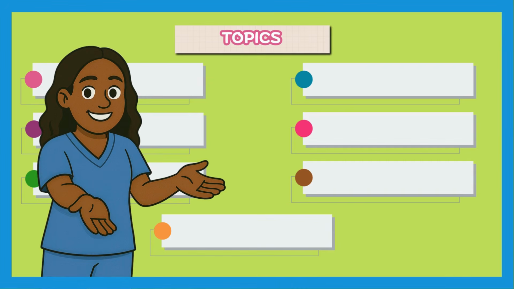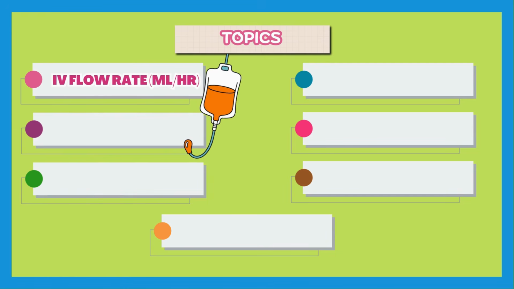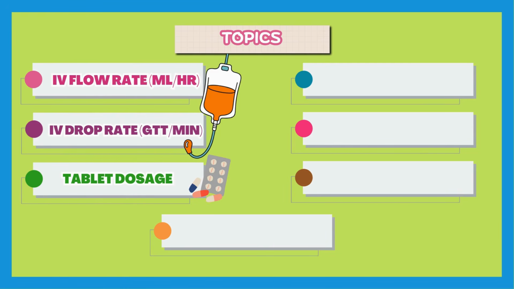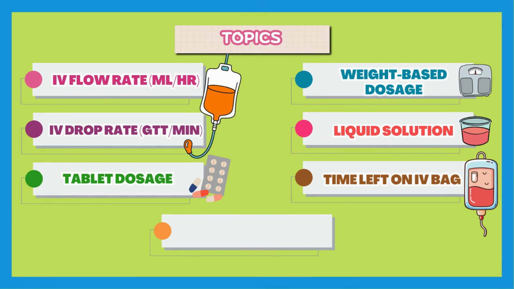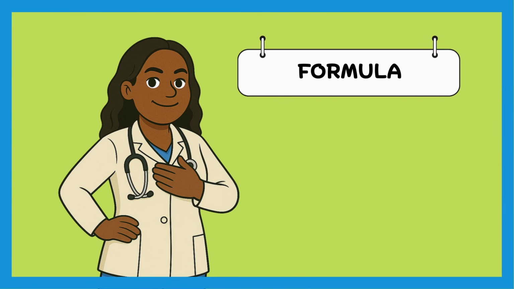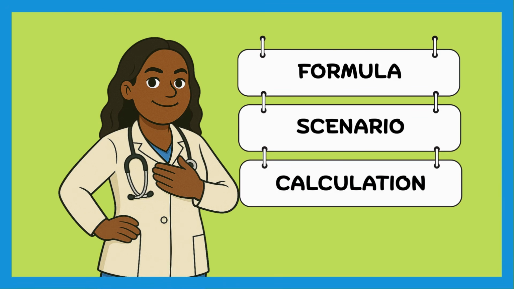So let's go through some of the topics that we'll be going over today. The first one is IV flow rate, IV drop rate, tablet dosage, weight-based dosage, liquid solutions, time left in your IV bag, and dosage conversions. I will be starting by giving you the formula, then we go over a scenario, and then we will calculate it together. Let's get started.